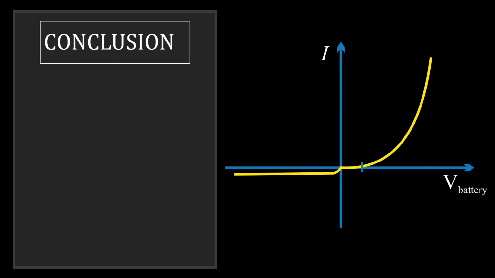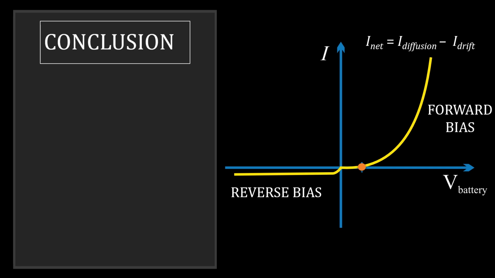Now I am concluding this. We have seen two kinds of closed-circuited PN junction diode. One is the forward bias and the other is the reverse bias. In forward bias, the current was I diffusion minus I drift. And in the reverse bias, the current was I drift minus I diffusion.